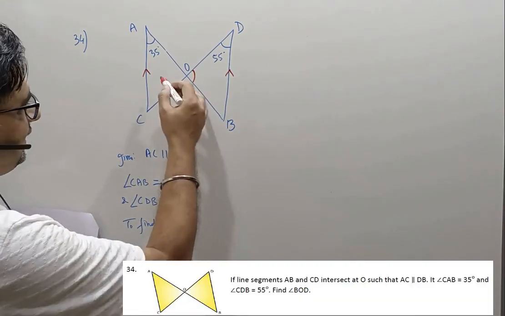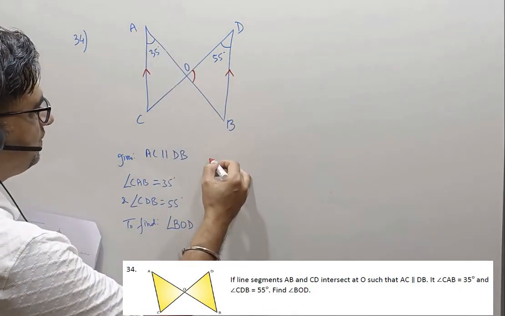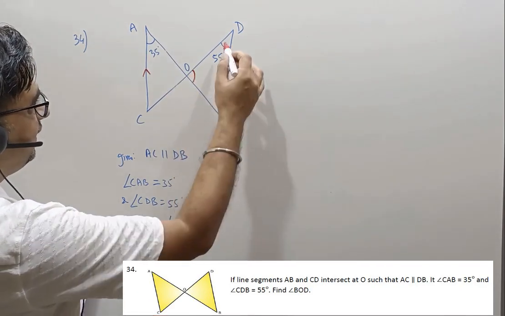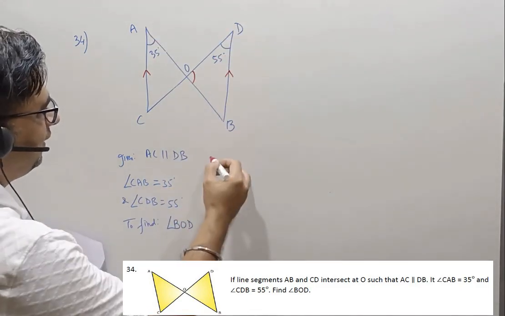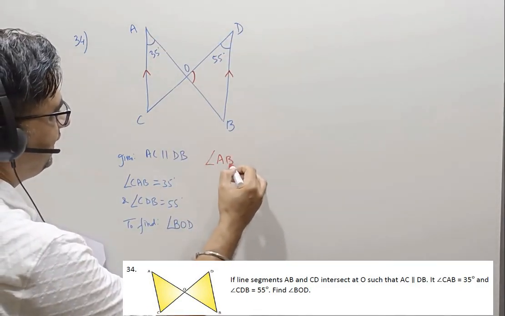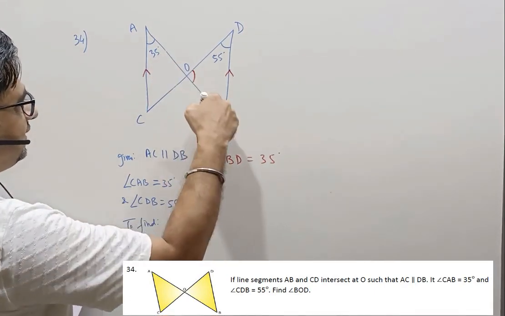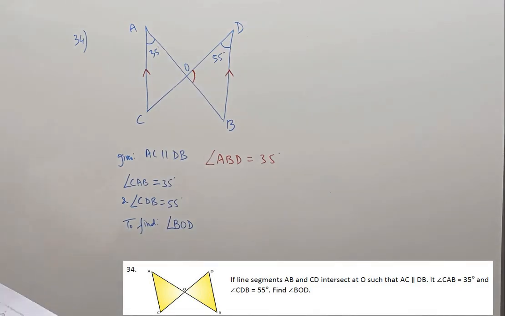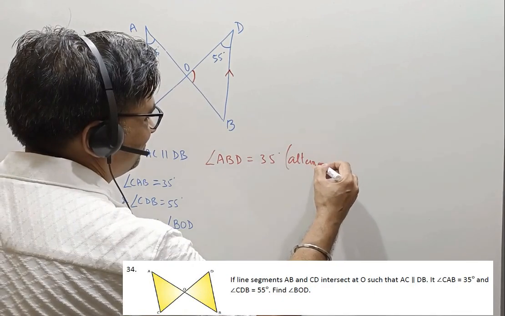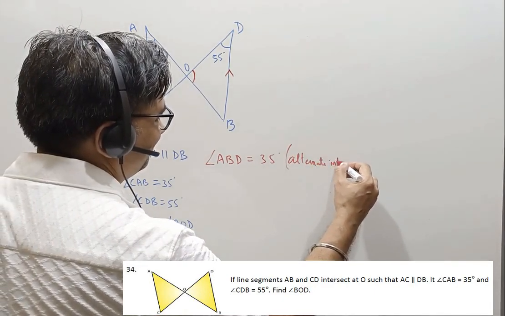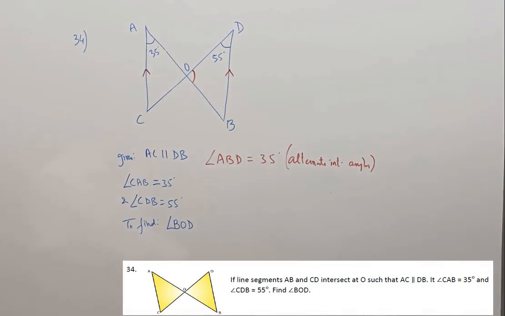So as you can see, this angle and this angle will be equal. What I'm saying is angle ABD is equal to 35 degrees. This and this are equal. Why? Because they are alternate interior angles. I'll explain to you how.